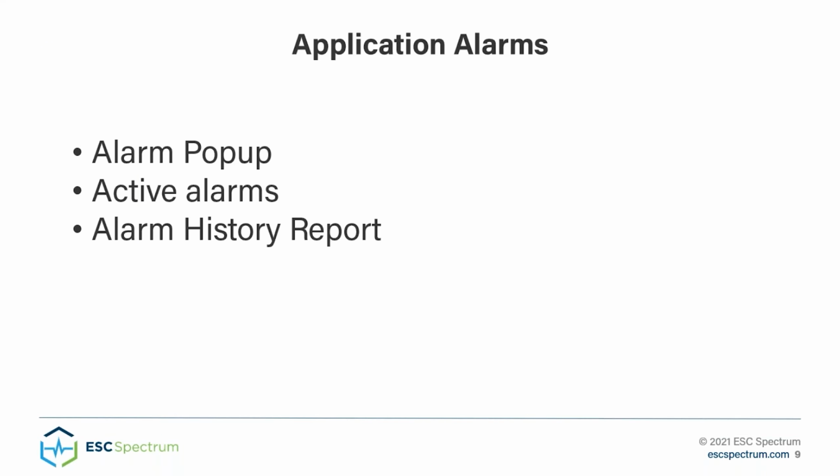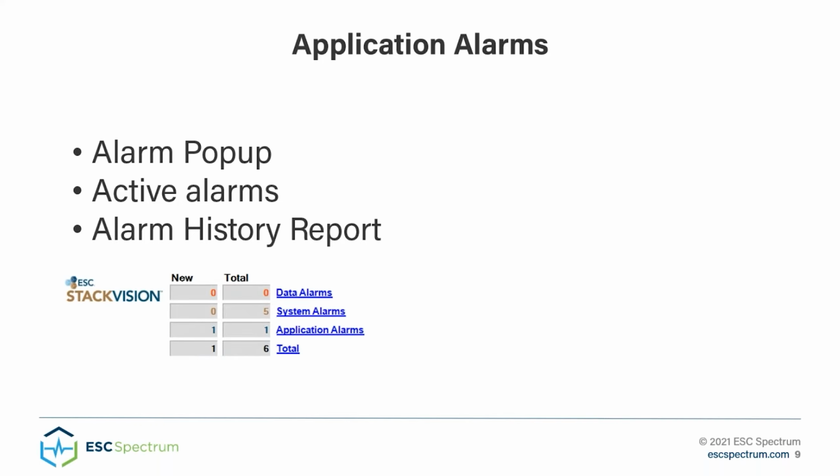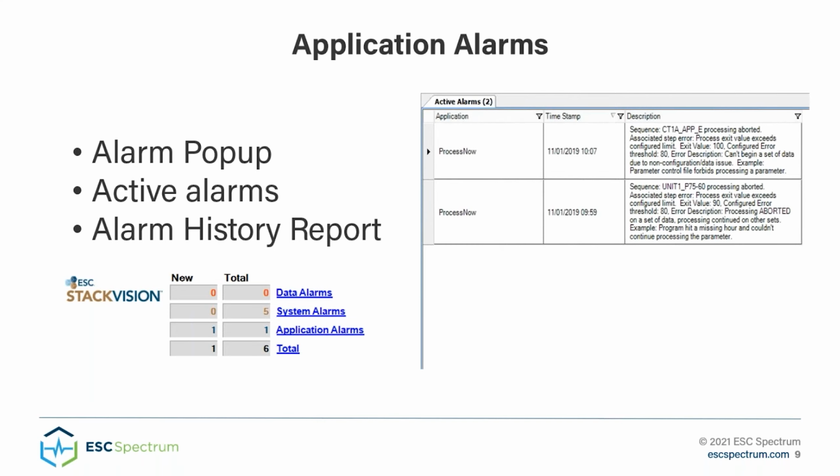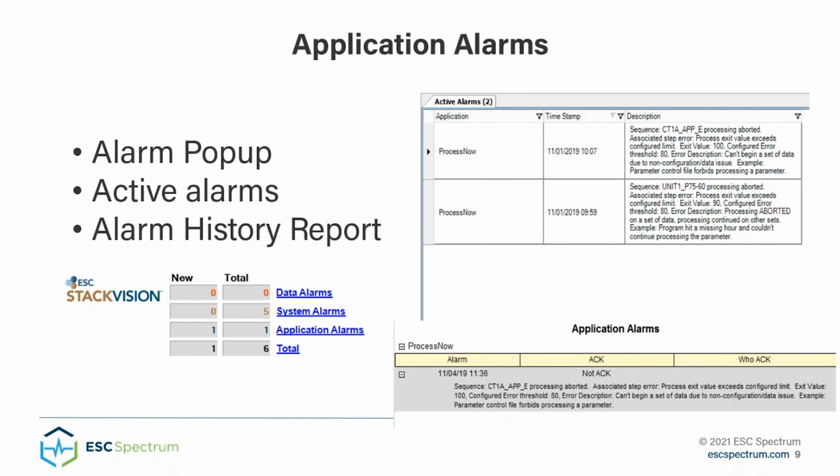Application alarms. This is the first thing that you would experience when your ProcessNow fails. This would usually start with an alarm pop-up, as pictured, with the audible beep that I'm sure many of you have heard. If your operators have an active alarm screen, it'll display a message on that screen, and it would also show up in your alarm history report if you get these sent to you every morning or you check on these periodically.